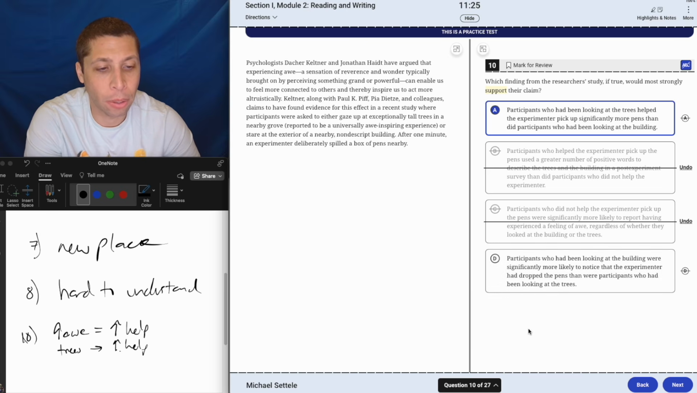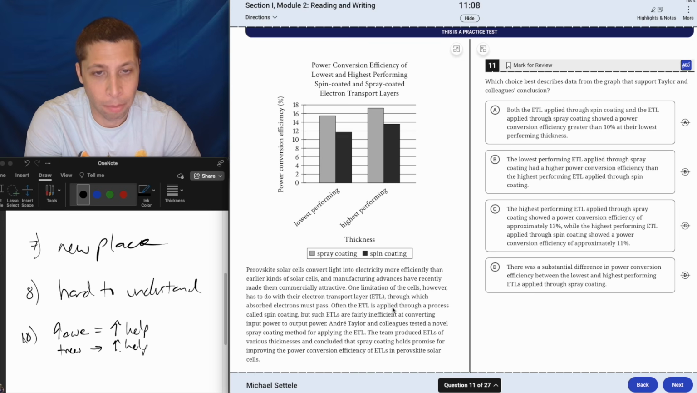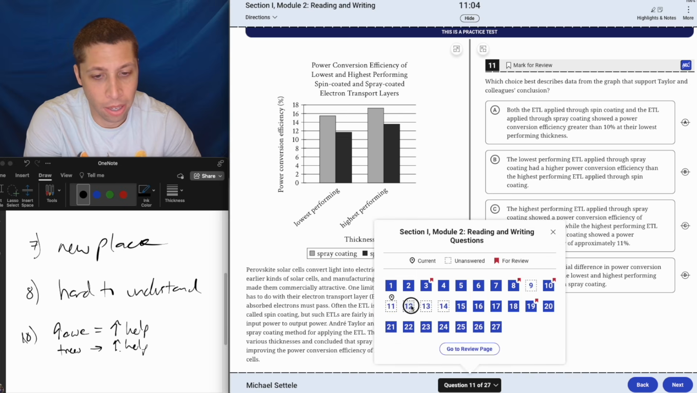Participants who had been looking at the building were significantly more likely to notice that the experimenter dropped the pens. No, because that's saying the building people are better. I think it's just A. My memory of this is that I maybe got it wrong the first time I did it, so I'm going to bookmark that just in case I need to come back. I've seen this question. I still hate these kinds.